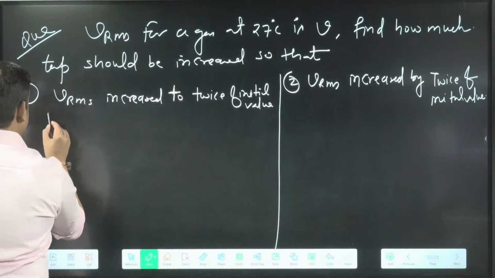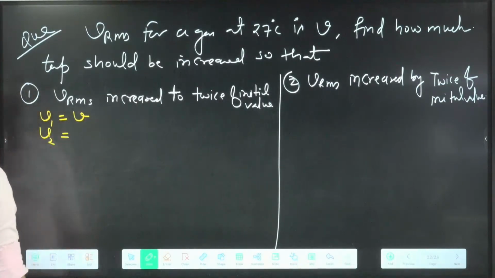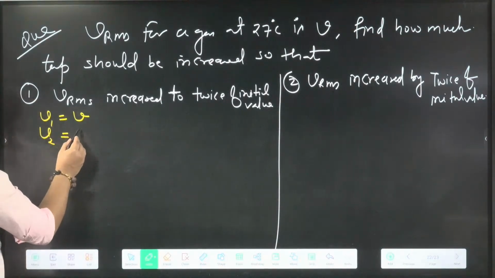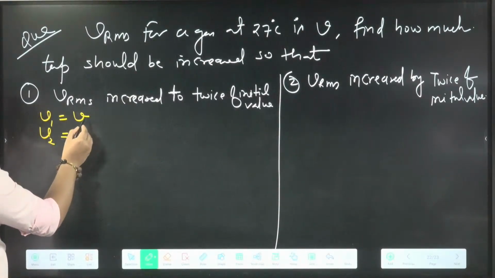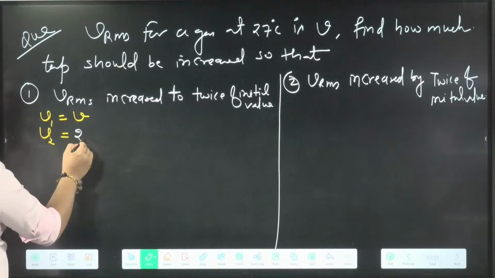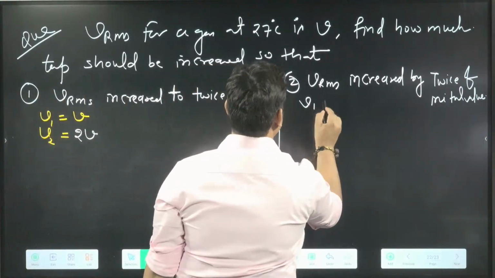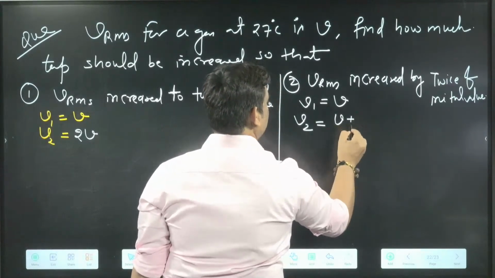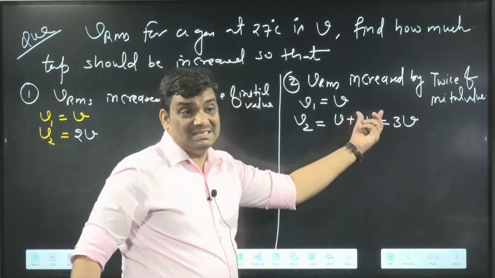Temperature they are asking. Here V1 is V. So what is V2 in this case? VRMS increased to twice means V2 should be 2V. But here, if V1 is V, V2 should be V plus 2V, which is 3V. Here it should be 3V.